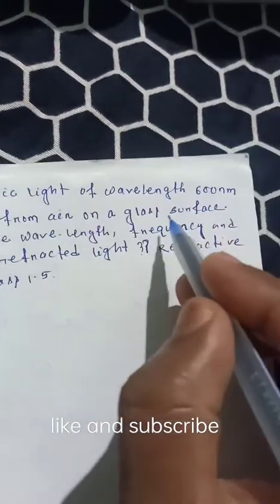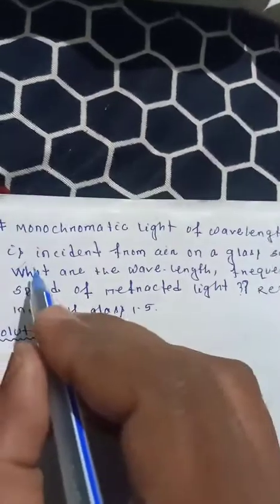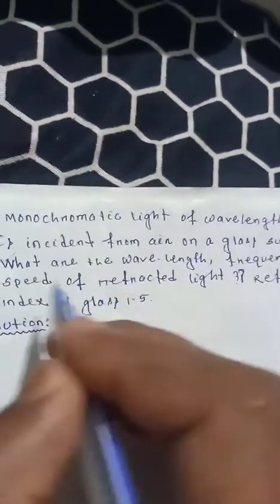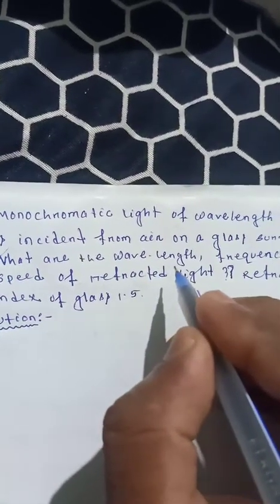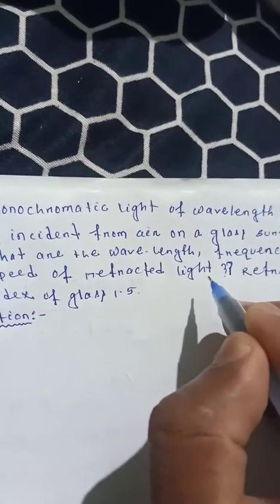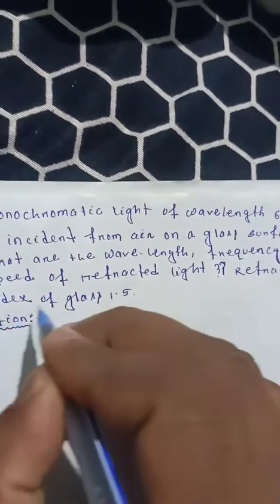Monochromatic light of wavelength 600 nanometer is incident from air on a glass surface. What are the wavelength, frequency and speed of refracted light? Refractive index of glass is 1.5.